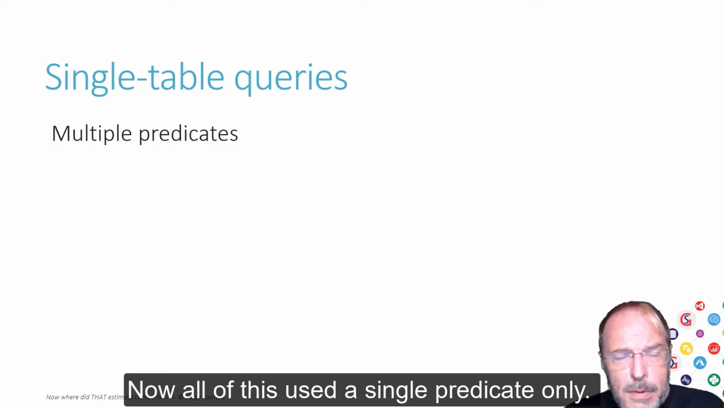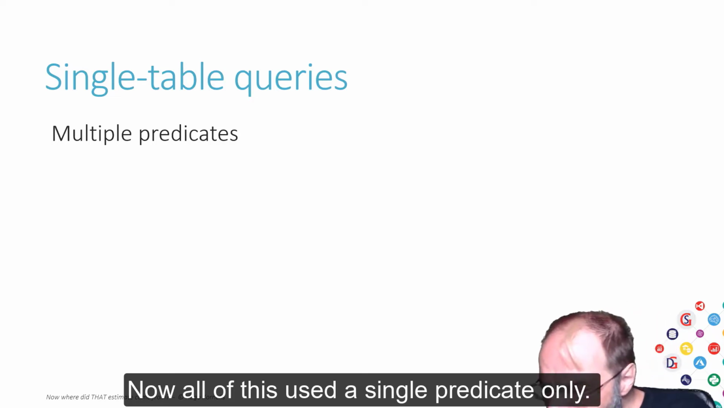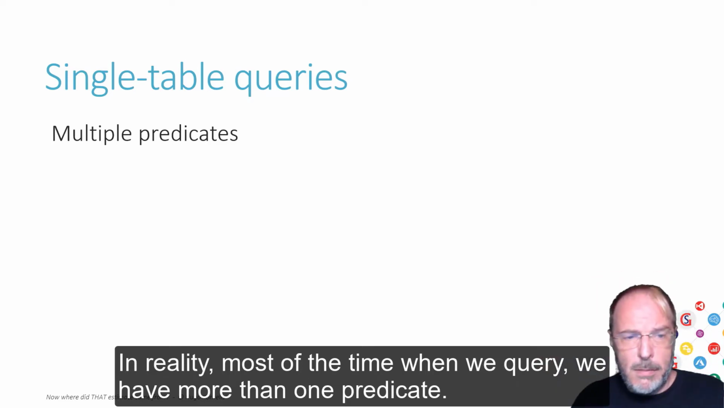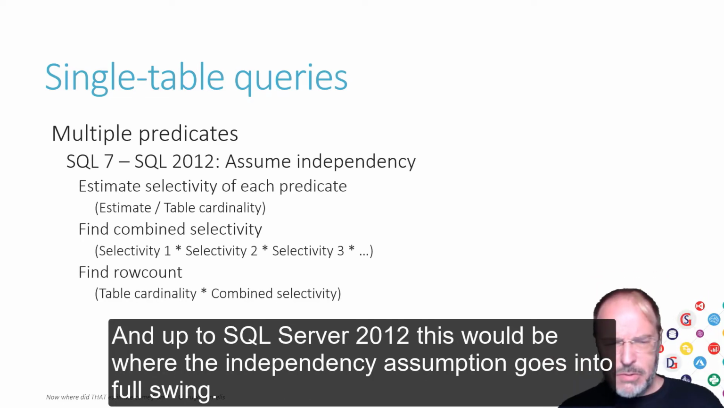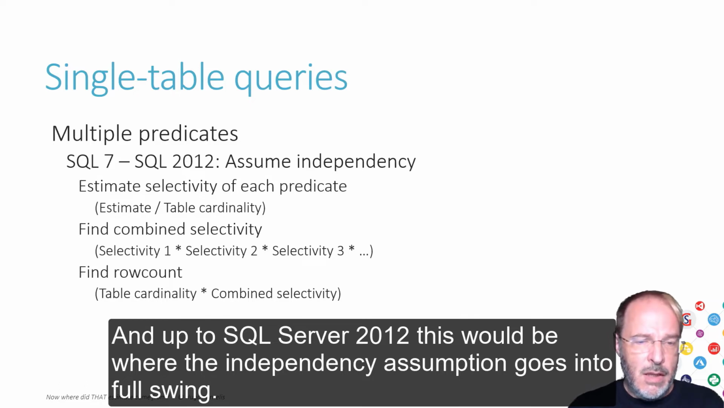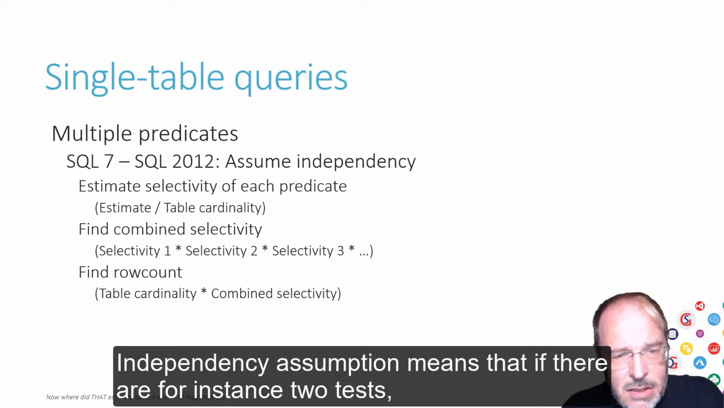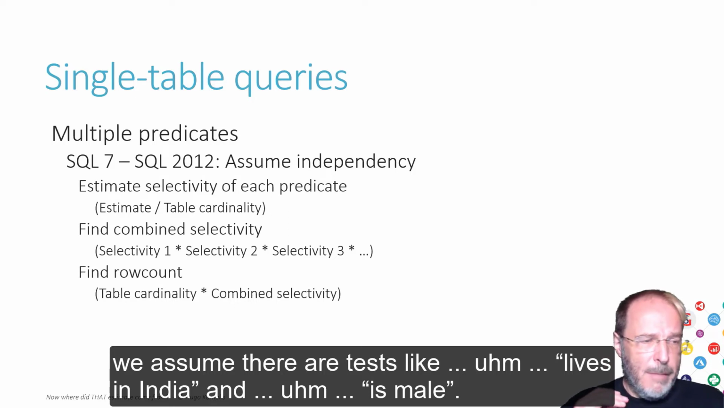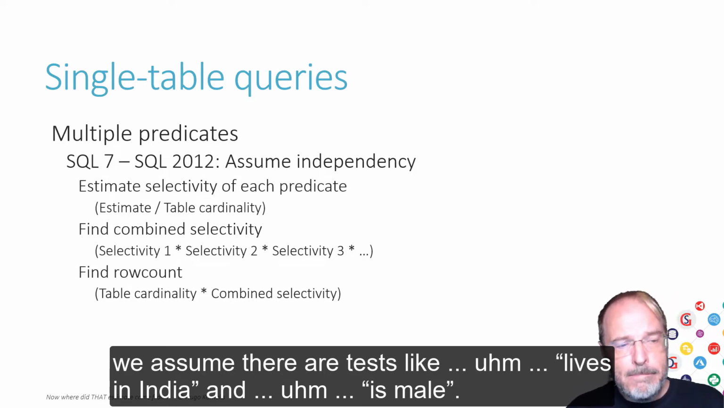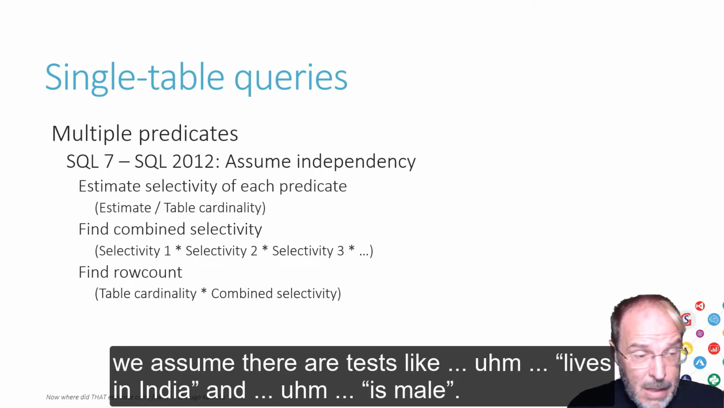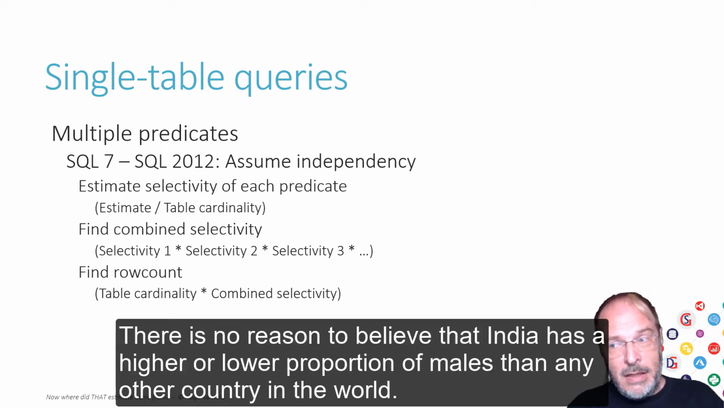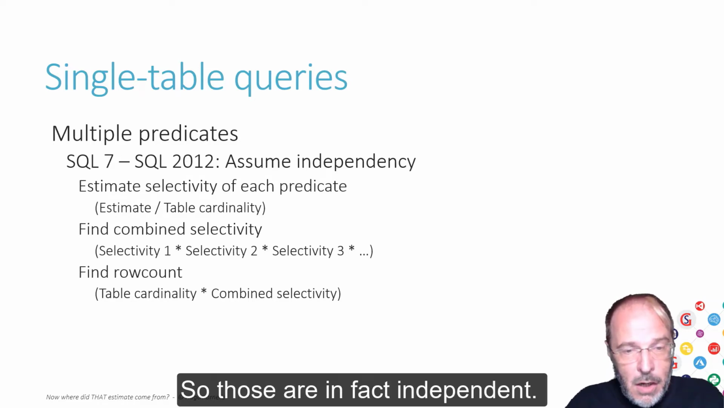Now, all of this used a single predicate only. In reality, most of the time when we query, we have more than one predicate. And up to SQL Server 2012, this would be where the independency assumption goes into full swing. Independency assumption means that if there are, for instance, two tests, we assume they are tests like lives in India and is male. There is no reason to believe that India has a higher or lower proportion of males than any other country in the world. So those are in fact independent.